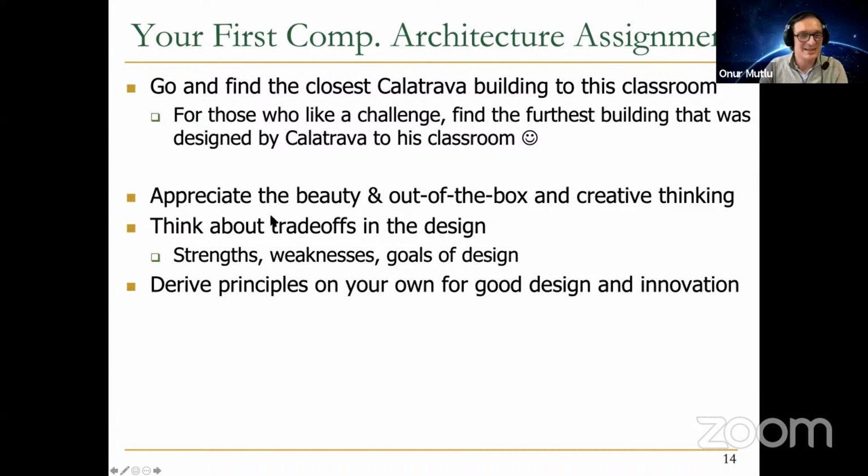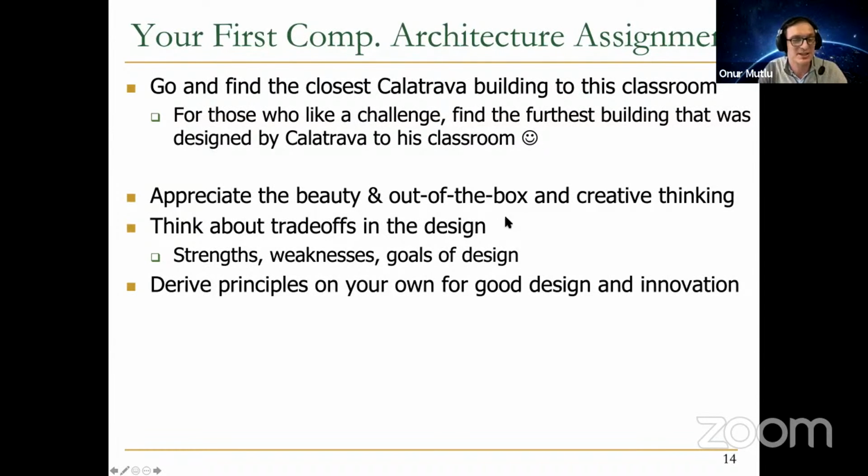And I would encourage that you appreciate the beauty and out of the box and creative thinking that went into the design of that building. Think about the trade-offs in the design, strengths, weaknesses, and goals of design, and derive principles on your own for good design innovation. And in the end, just like building architecture, the computer architecture is all about trade-offs in design, getting some metrics to a level that satisfies the design goals. And there might have been some design goals in these designs that we're not going to talk about. This is not a real architecture course.